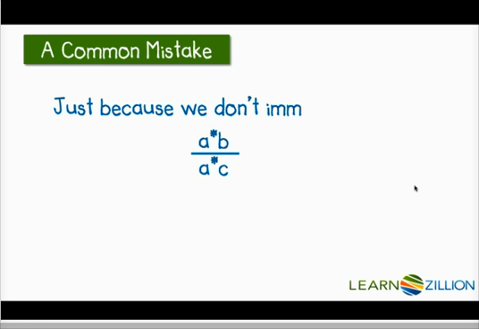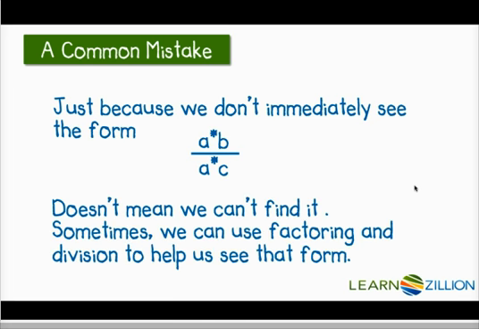So sometimes we don't immediately see the a times b over a times c form. And just because we don't immediately see it doesn't mean that we can't find it. That's when we really want to make sure that we think about our rational expressions in terms of the numerator divided by the denominator, and we can use division to help us find that a term.